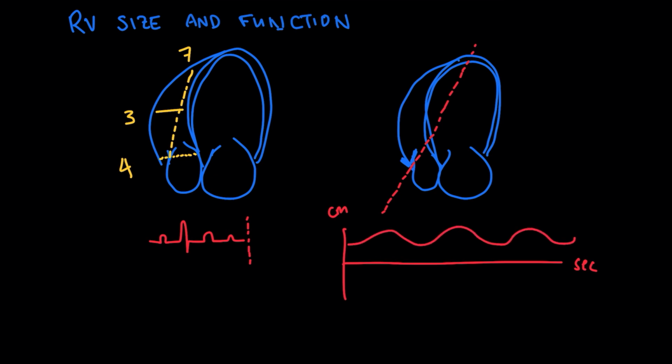And we measure this distance. We call it the tricuspid annular plane systolic excursion, and that should be greater than 1.7 centimeters. That would be normal. And again, that's how much this spot right out here, the tricuspid annulus on the lateral side, is moving up and down along that M mode line. So that's one way to quantify RV function.